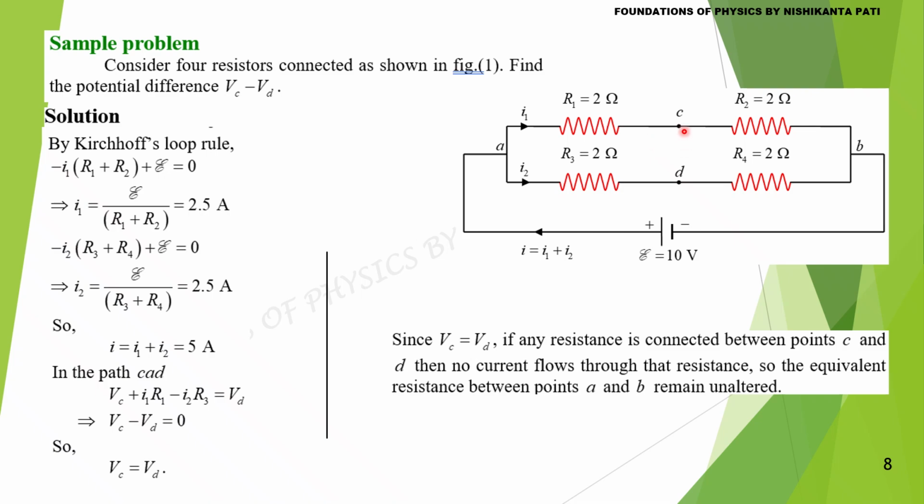So if any resistance is connected between C and D, no current will flow through this resistor. Even if we join a connecting wire from C to D, through this connecting wire also no current will flow. So there is no change in the current distribution if we add any resistance or a connecting wire. Hence the effective resistance between A and B remains the same for any value of resistance connected between C and D.